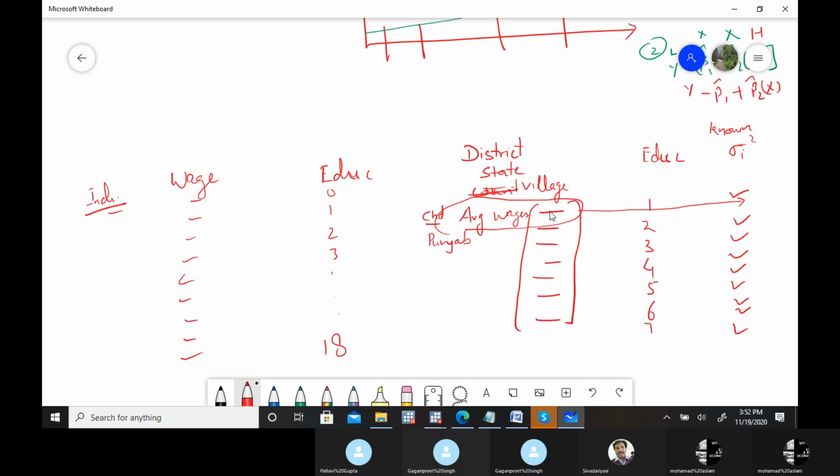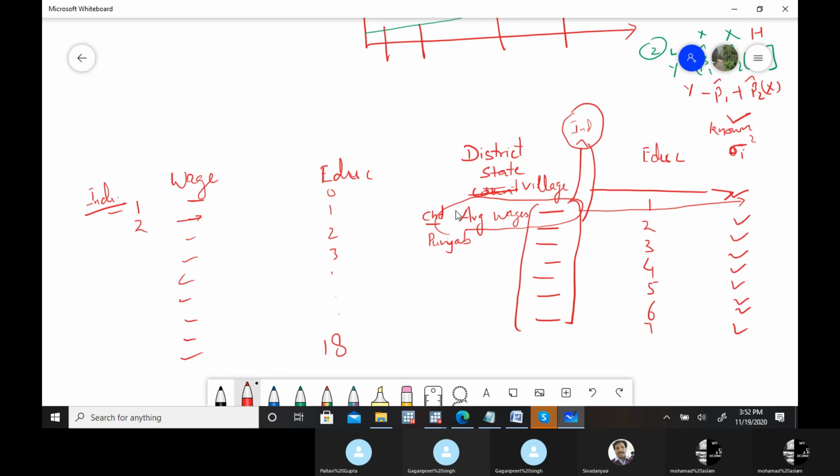And if that particular number is from different individuals, for one individual it is their individual wage, for a second individual their respective wage, so we don't know the variances. But if this is for Chandigarh for all the individuals, then we know the variation around the mean for them. So that's the case where we say sigma i square is known.